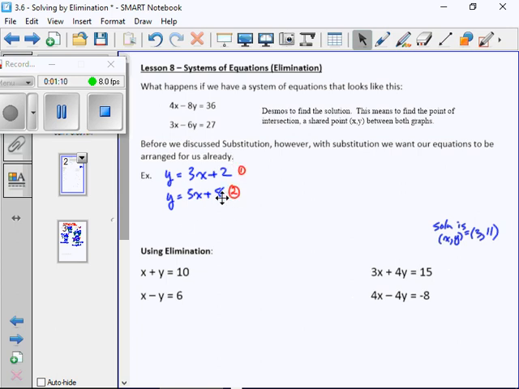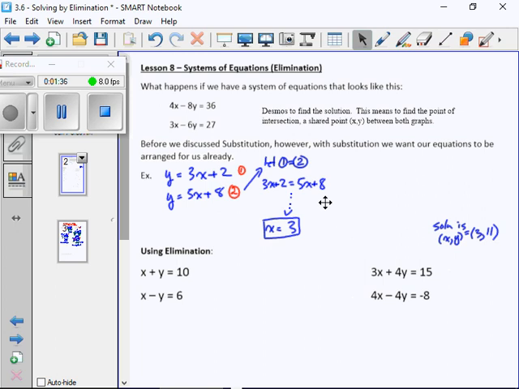We used to label both of these equations 1 and 2. We then let equation 1 equal equation 2 by saying 3x plus 2 is equal to 5x plus 8, and we would solve for x by moving stuff to the left and to the right, getting x by itself and the constants to the right, solving, and we get x equals 3.